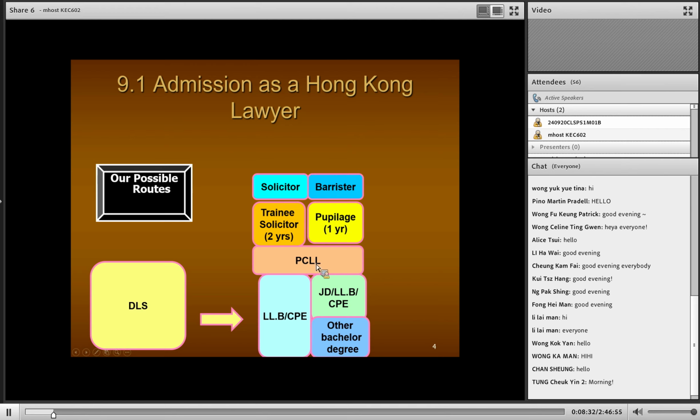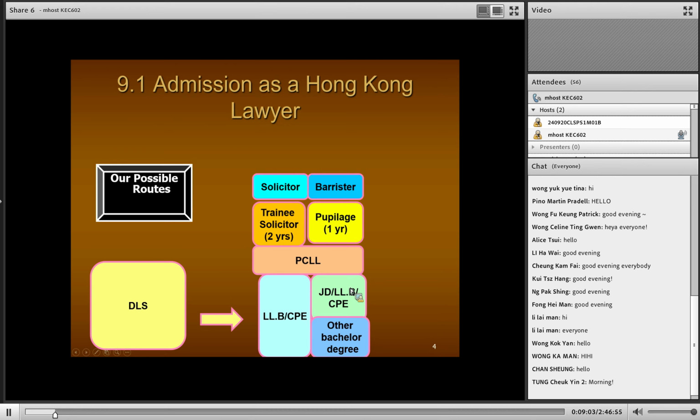PCLL is unique in the world. There's no other place using the same system, including the UK. If you study law in the UK, usually you have to sit for the examination offered by either the Law Society or the Bar Association. But in Hong Kong, we don't have this kind of examination. You don't have to sit for a public examination. You only have to finish the PCLL program.